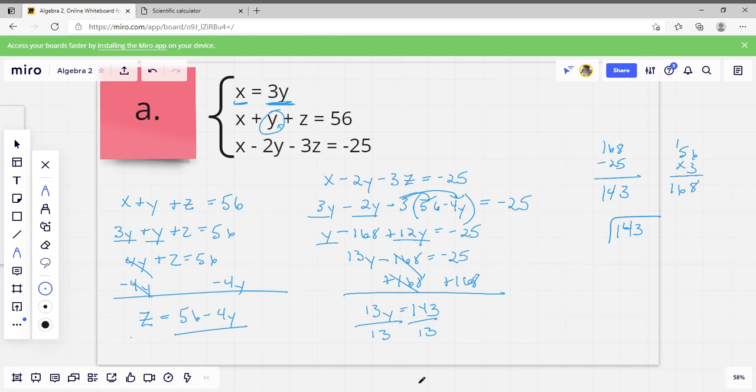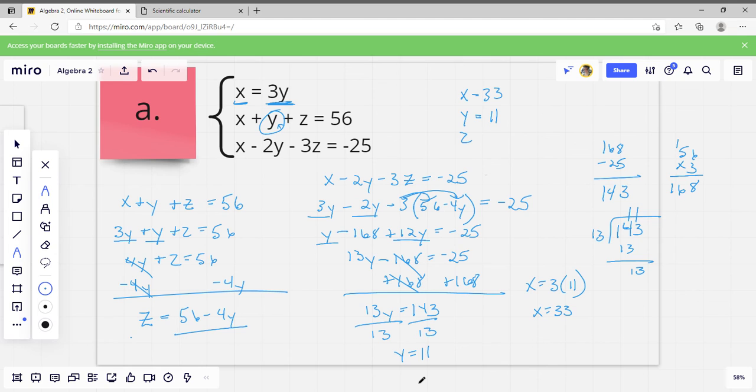13 goes into 143 eleven times. So y equals 11. So we've got x, y, and z we're looking for, and y is equal to 11. If x equals 3y, x equals 3 times 11, so x is going to equal 33.